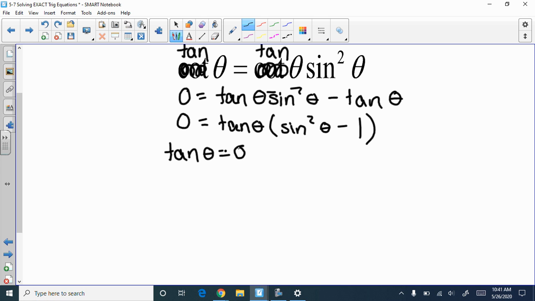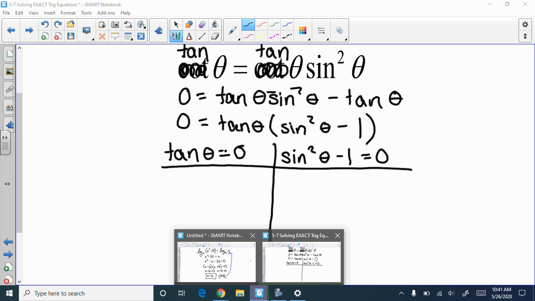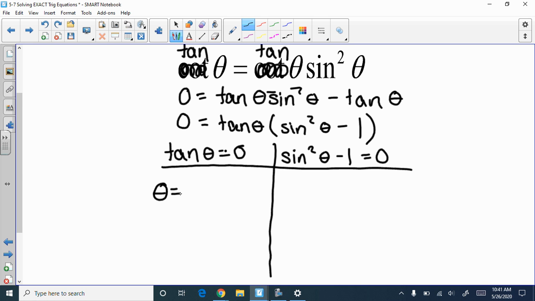Tangent theta can equal 0, or sine squared theta minus 1 can equal 0. It's just like you're solving a quadratic. So when is tangent of theta equal to 0? This one I don't really have to do any solving for. If you're going from 0 to 2 pi, so at 0 pi, and at 1 pi, and at 2 pi, at all of those values, tangent of theta is equal to 0.